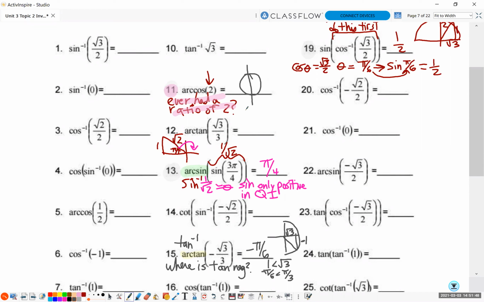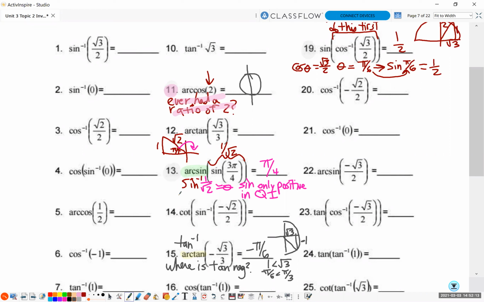Okay, so ratios that are larger than your normal special triangle ratios, those do not apply. You don't even have to do anything. You just have to say, that would never work. That answer is undefined.